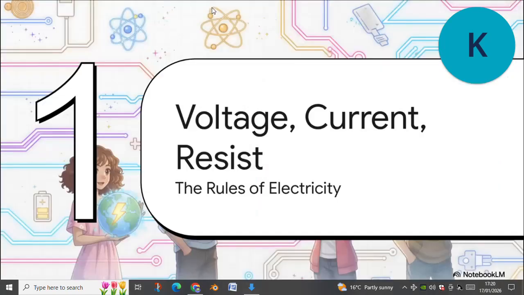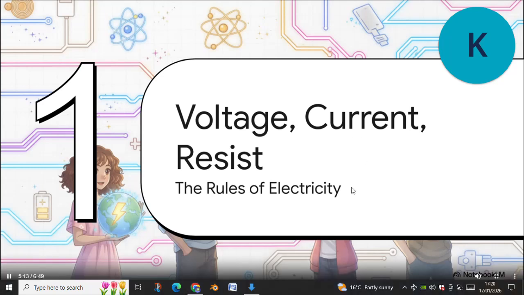And that brings us to our final section, voltage, current, and resistance. Now that we have a current, we need to know the rules that govern it. This whole flow of electrons is controlled by 3 fundamental ideas. Get these 3 concepts down, and you basically understand how all electricity works.